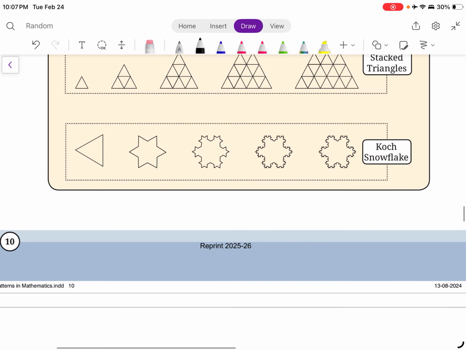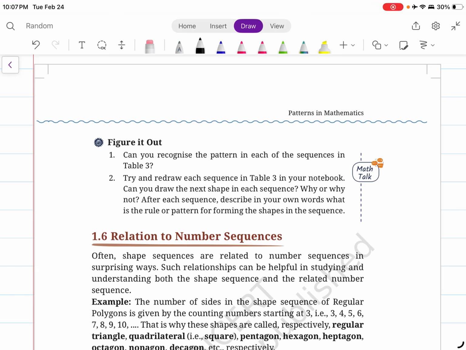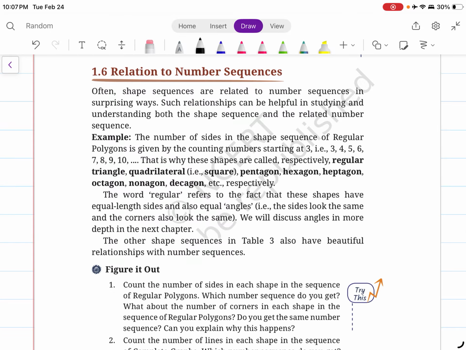Koch snowflake. Can you recognize the pattern in each sequence in this table 3? Try and review each sequence in table 3 in your notebook. Draw. Now friends, let's move on to relation to number sequences.